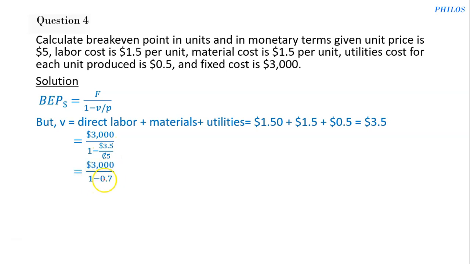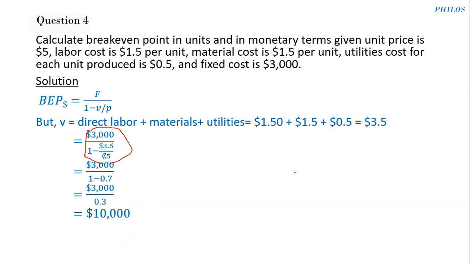So you have 1 minus 0.7 at the denominator now, and 1 minus 0.7 will give you 0.3. So we will now have 3,000 divided by 0.3. Take your calculator and enter 3,000 divided by 0.3, and that should give you $10,000 in monetary terms. You can decide to enter the whole of this on your calculator. You'll get the answer straight without necessarily writing everything step by step.